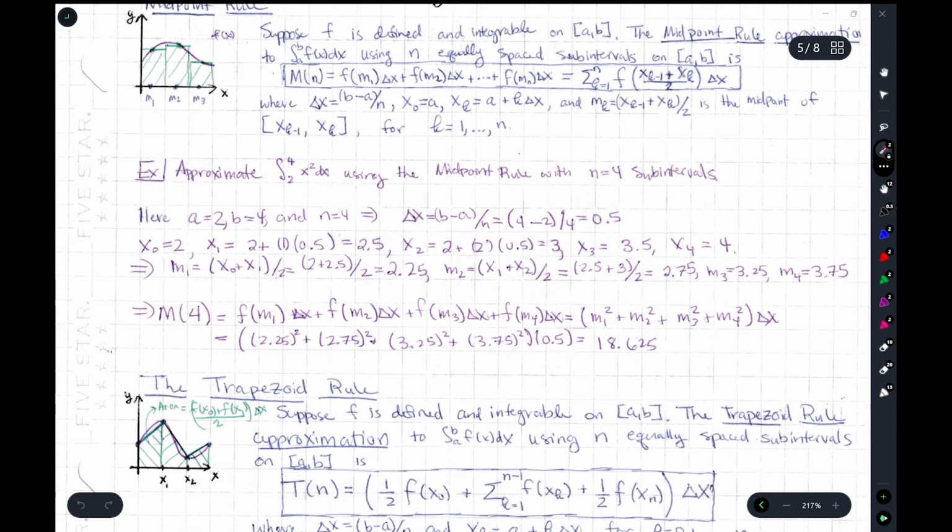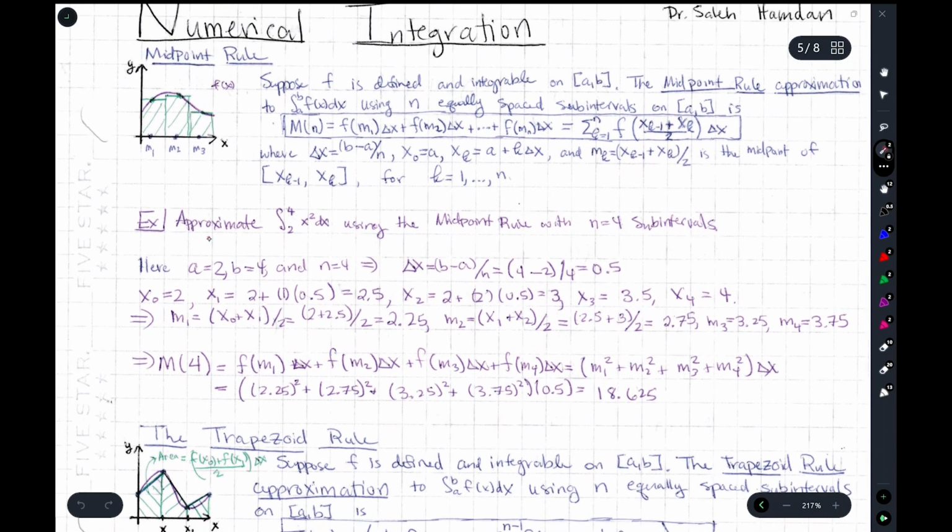Let's take a look at a concrete example here. So we want to approximate the integral of x squared from 2 to 4. And we're going to use the midpoint rule with 4 subintervals. Here a is 2, b is 4, and n is 4 as well. Delta x, the width of the subinterval, is going to be 4 minus 2 divided by 4. So the length of the subintervals is half. And x naught, where we start, is 2.